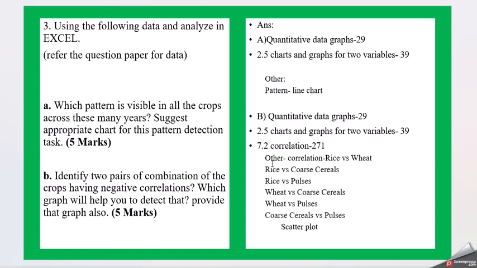So what you have to do is first find the correlation: rice versus wheat, rice versus coarse cereal, rice versus pulses, wheat versus coarse cereal, wheat versus pulses, coarse cereal versus pulses. Then you put a scatter plot for all of it.